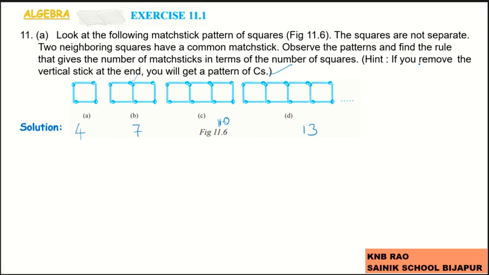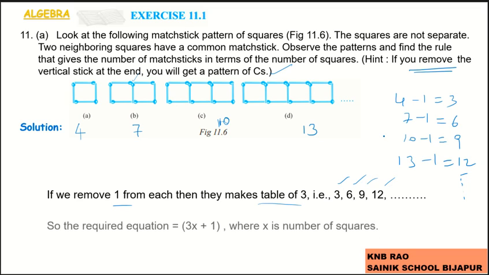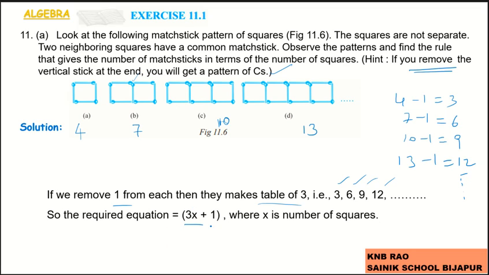If I take away 1, as they said, if I remove 1 from each of these, 4 minus 1 gives 3, 7 minus 1 gives me 6, 10 minus 1 gives me 9, 13 minus 1 gives me 12. Could you observe here the table of 3's? So, if we remove 1 from each of these, they make a table of 3's, that is 3, 6, 9, 12. Therefore, the pattern, or rule, will be table of 3 plus 1, where x is the number of squares.